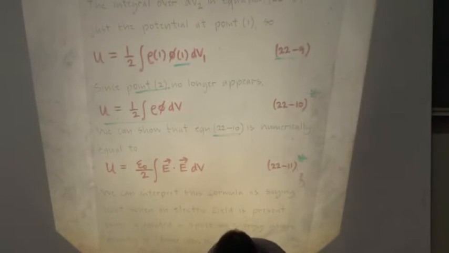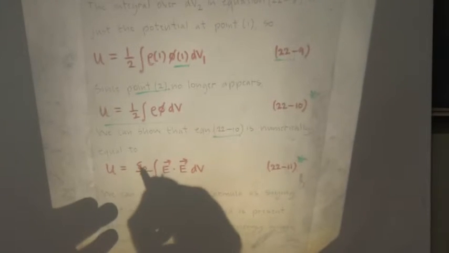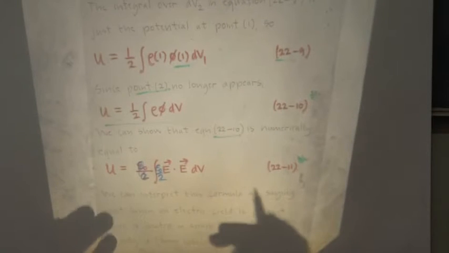Now it doesn't look as if we've done a great deal. Of course, however, we can always take the epsilon naught over 2 if we like inside the integral.